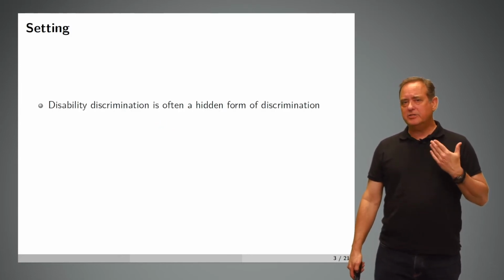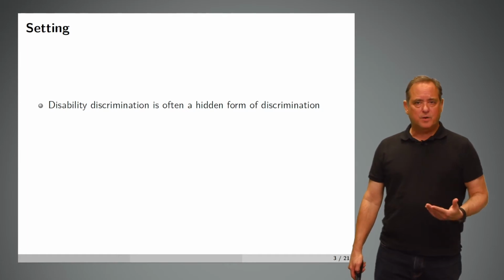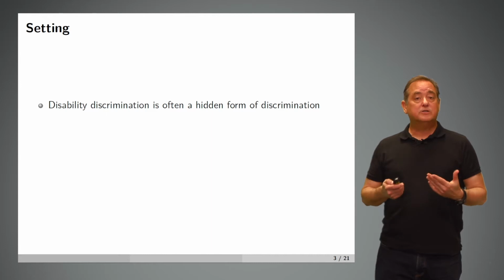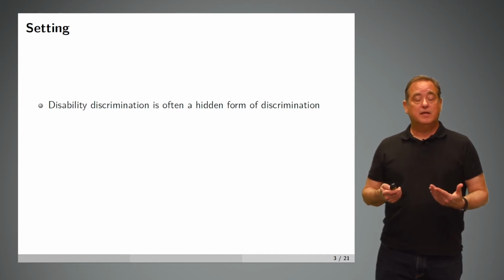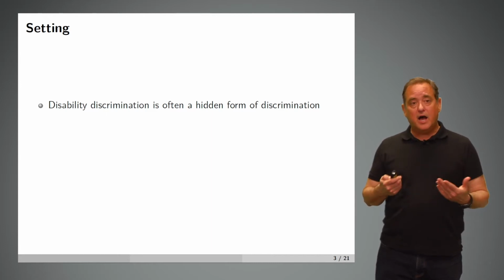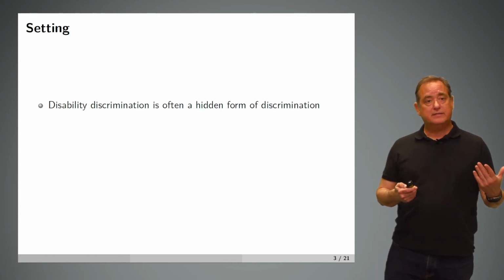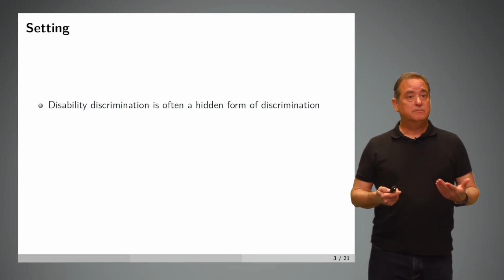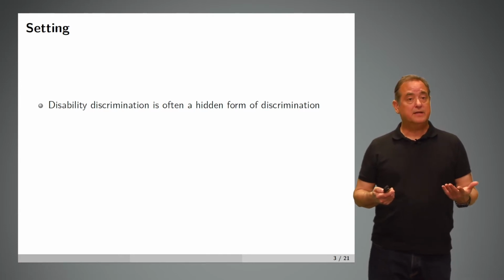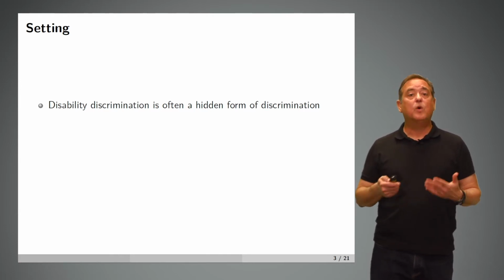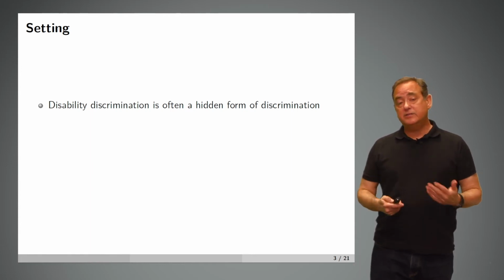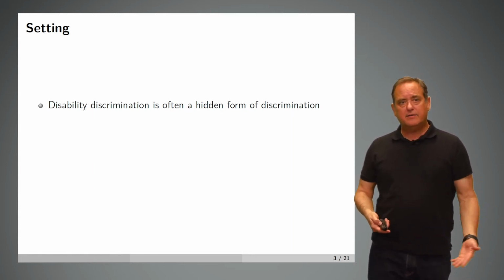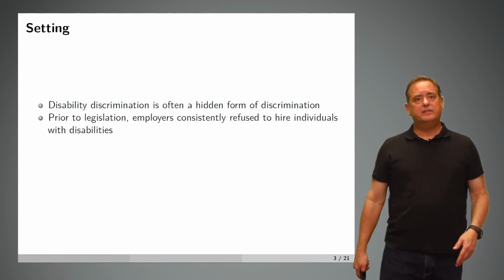Disability discrimination is often a hidden form of discrimination in that employers make employment decisions, and given the option of choosing a disabled individual as opposed to an abled individual, they will discriminate against the disabled individual. It's going to be more difficult. It's going to impose a cost on the employer to hire the disabled individual.